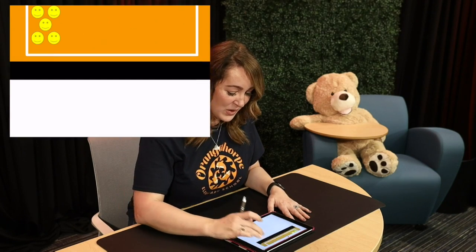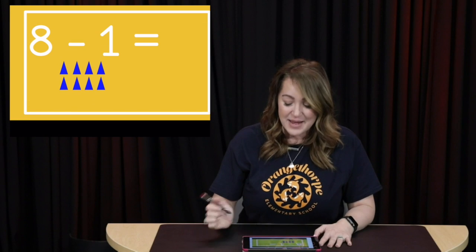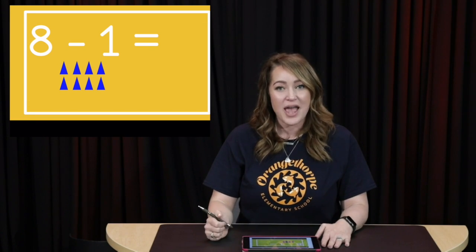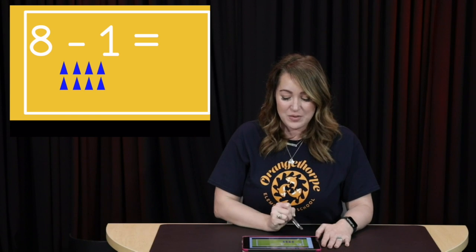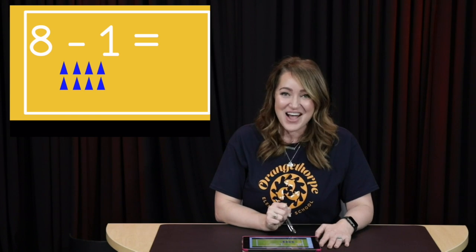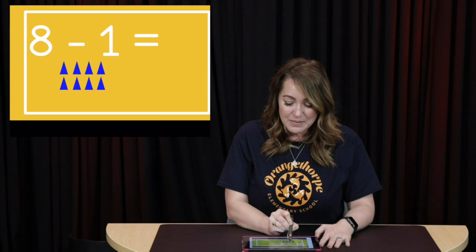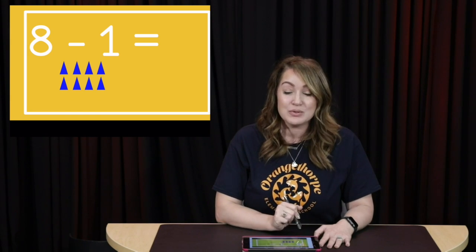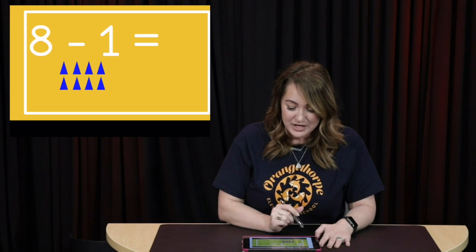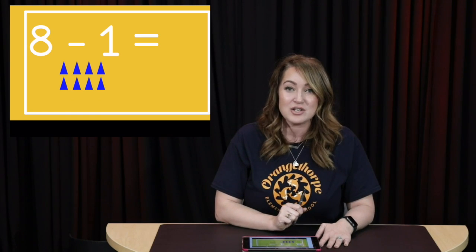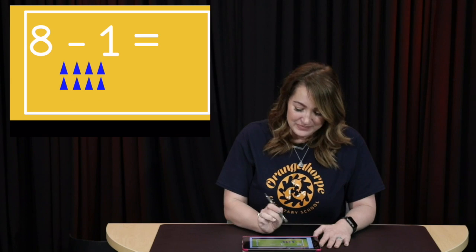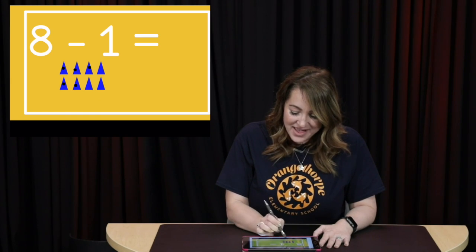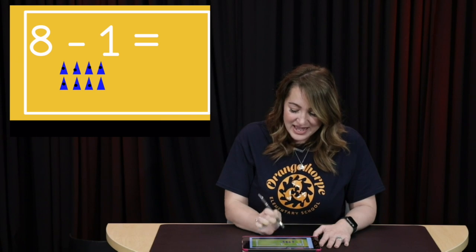All right, let's try some more. This time, let's read the number sentence. If you're not reading it out loud with me at home, I want you to go ahead and try. Try reading this number sentence for me. Great job, let's read it together. 8 minus 1. So I have 8 blue triangles here. Let's count them just to make sure. Again, I'm going to put a little dot just so I make sure I don't skip any. 1, 2, 3, 4, 5, 6, 7, 8.